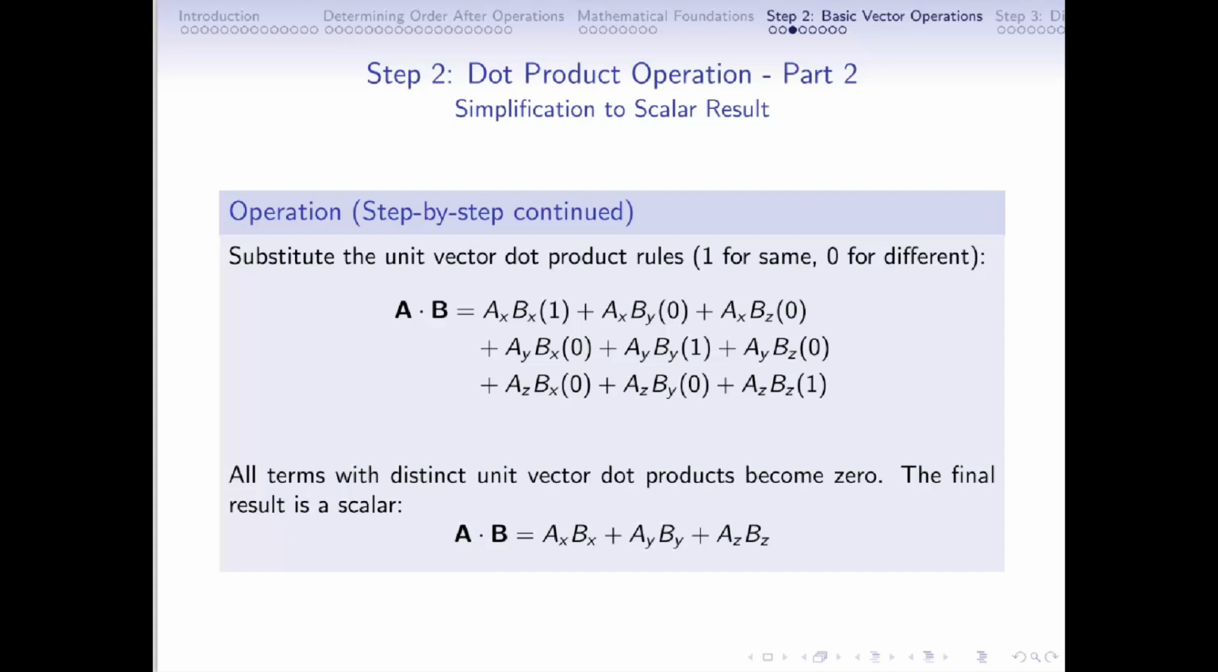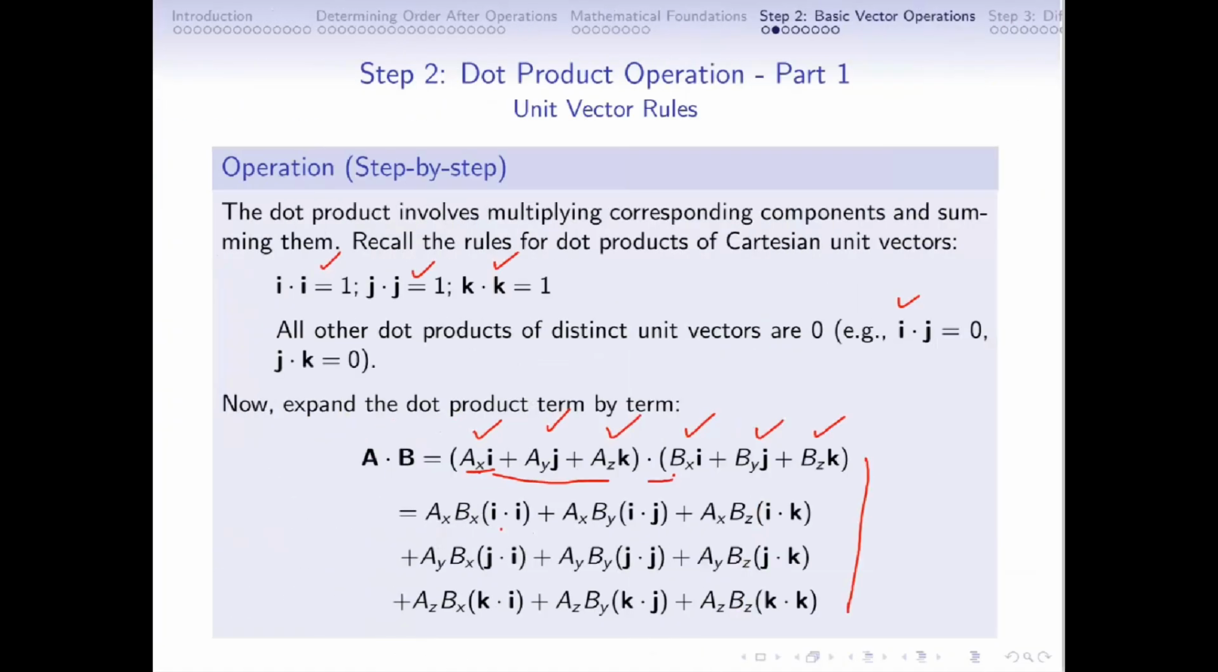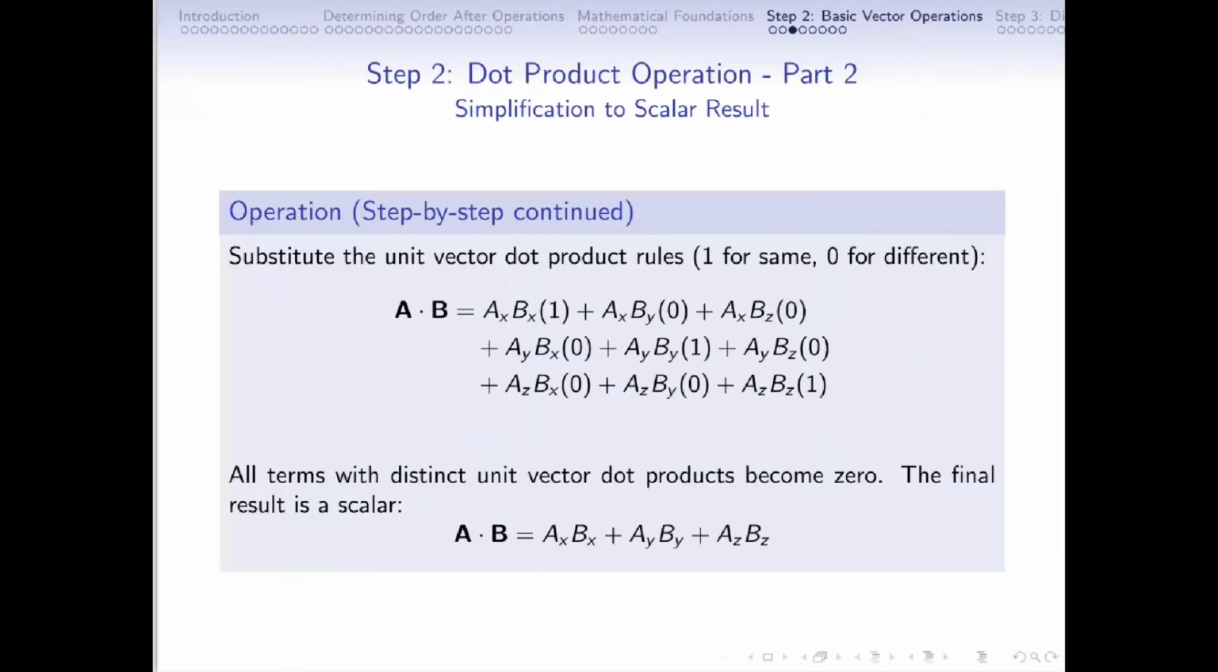Now for the simplification, any term with a dot product of different unit vectors becomes 0. Most of these 9 terms simply vanish. Only terms where you multiply the same component remain. So if you see here, this term i dot j vanishes, i dot k vanishes, j dot i vanishes, j dot k vanishes, k dot i vanishes, k dot j vanishes. All you can see here. So this term and this term remain, other terms vanish. All terms with distinct unit vector dot products become 0. So the final result is a scalar. A dot B is nothing but AxBx plus AyBy plus AzBz.